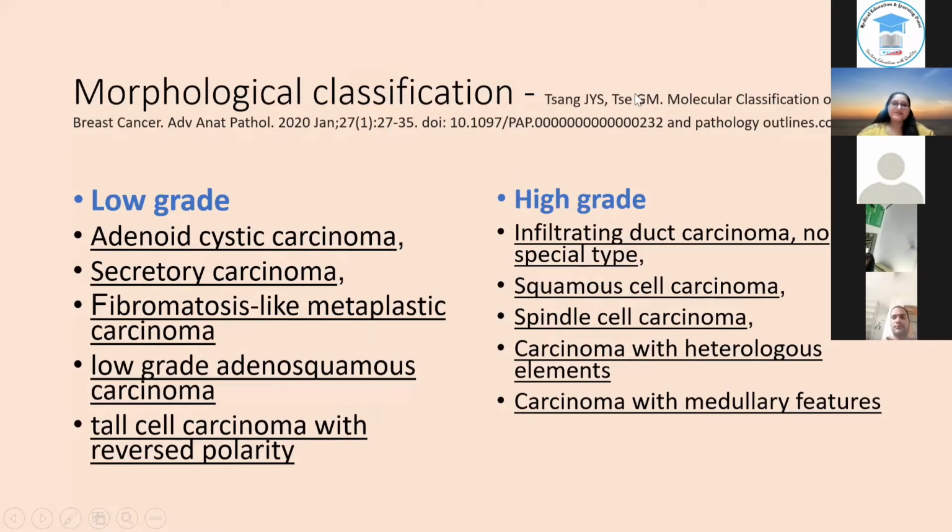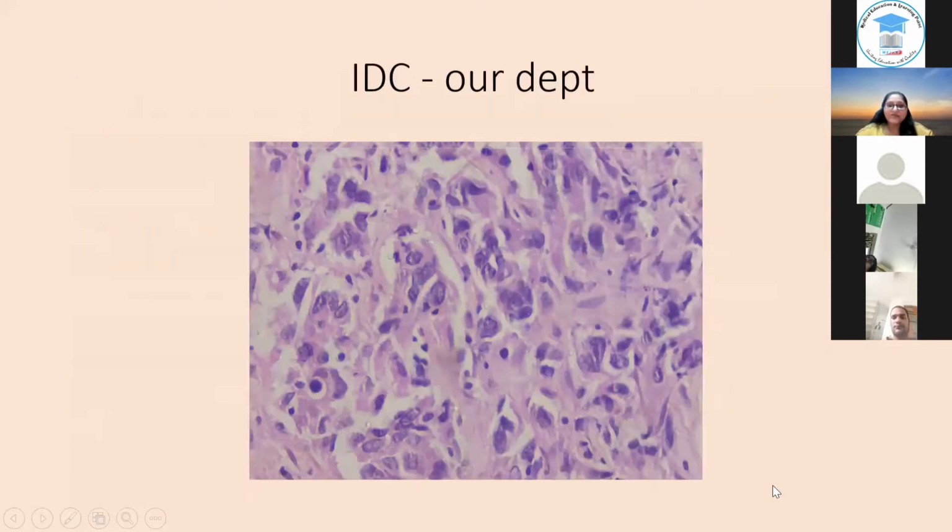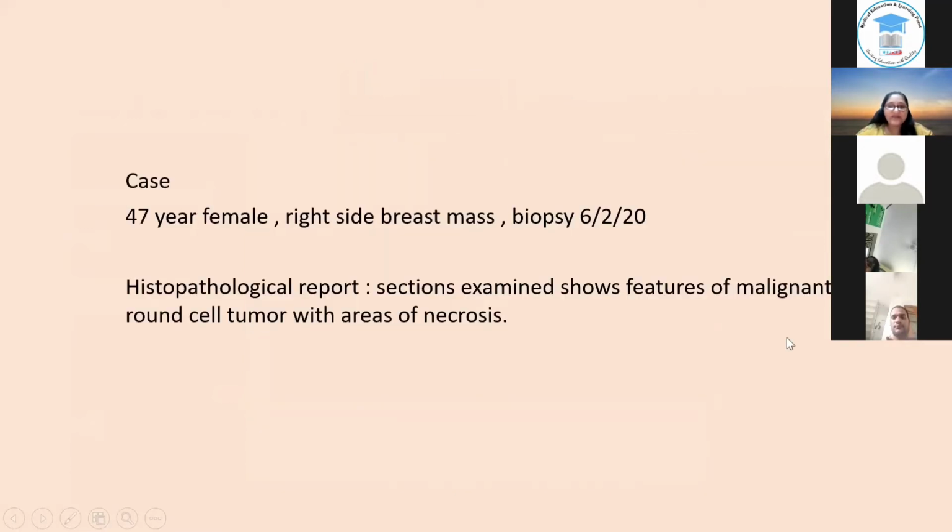But this is the study done by Sang et al. in 2020, and they found out which morphological types are low grade and which are high grade. Here are a few morphological pictures I would like to show you of invasive duct carcinoma. This is grade 3. You can see these tumor cells have a high NC ratio. At some places, they have prominent nucleoli also. They have a high degree of pleomorphism, apoptotic bodies, and mitosis. So this was signed out as IDC, grade 3, TNBC.